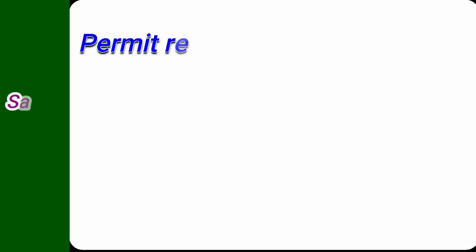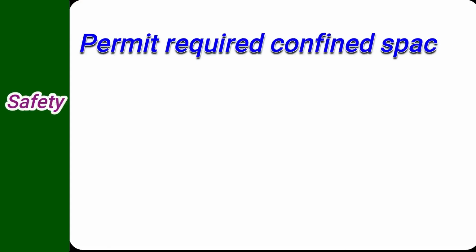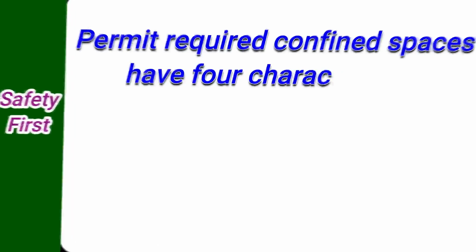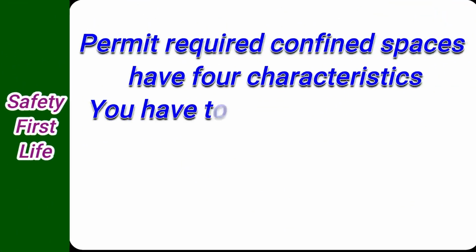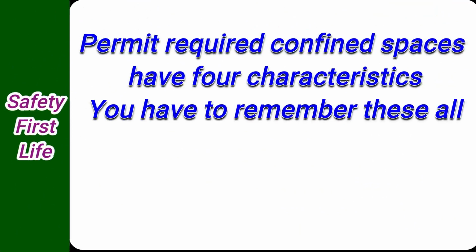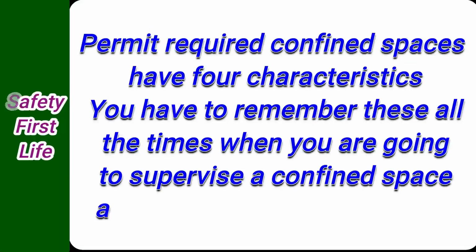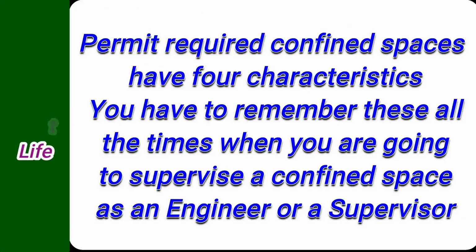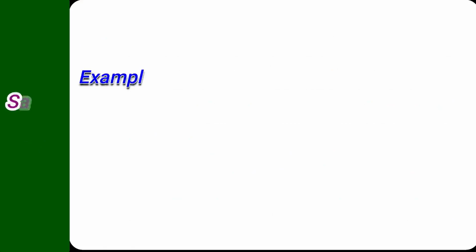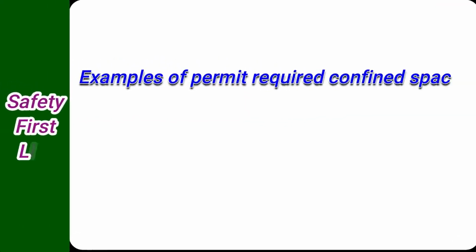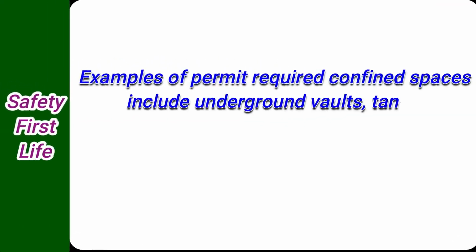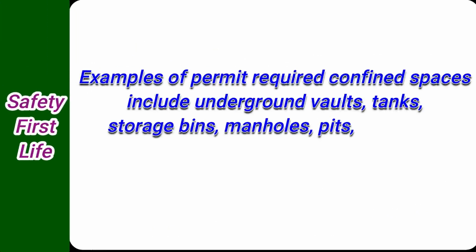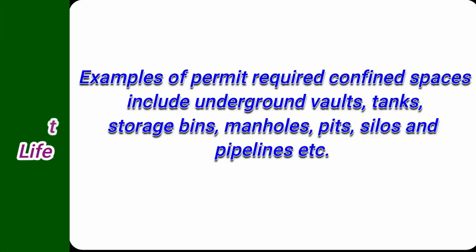A permit required confined space contains any other recognized serious safety and health hazard. So, a permit required confined space has four characteristics. It contains a hazardous atmosphere. It may contain a material that has the potential for engulfing an entrant. Maybe its internal configuration is complicated and may cause an entrant to get trapped or asphyxiated, and maybe it contains any other recognized serious safety and health hazard or concern. The examples of permit required confined spaces may include underground tanks, storage bins, manholes, pits, silos, pipelines, etc.